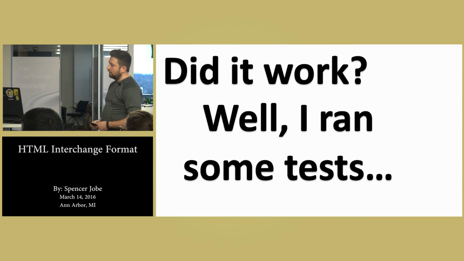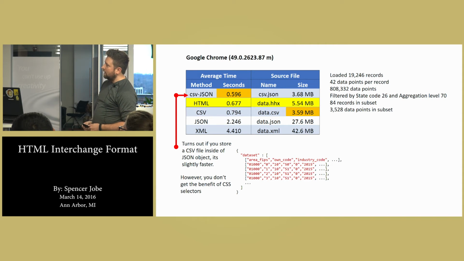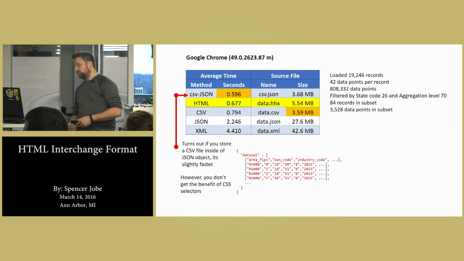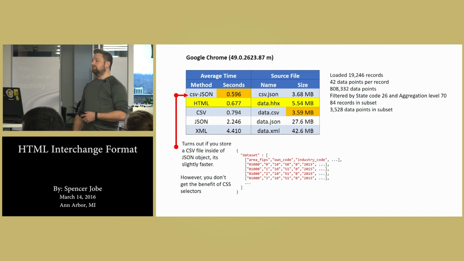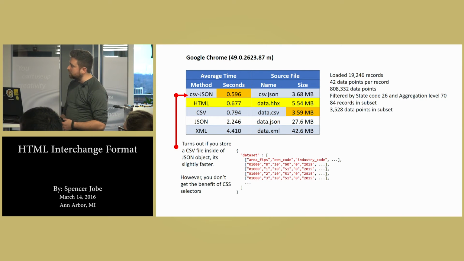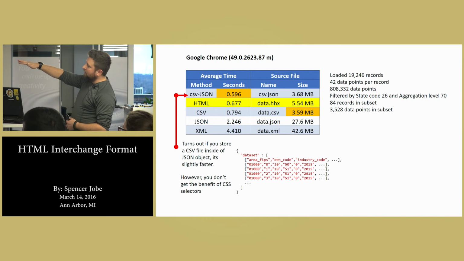Did it work? Well, I ran some tests. And this is essentially what I got. So for each one of these tests, I ran them 31 times. And the goal was to load the 19,000 or so records into memory and then pull out Michigan counties, Michigan state code being 26 and ag level 70 being county. So it was only 84 records in a 19,000 record subset. And these were the average times that I got. And you can see that the file sizes kind of go off the rails when you get down to XML.